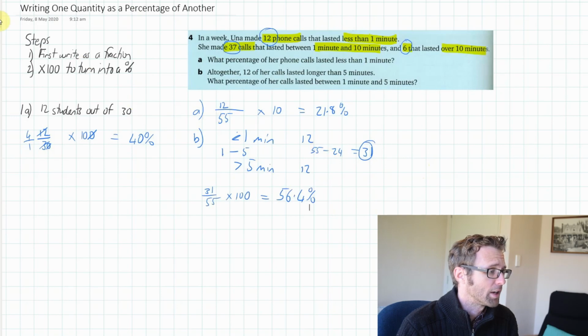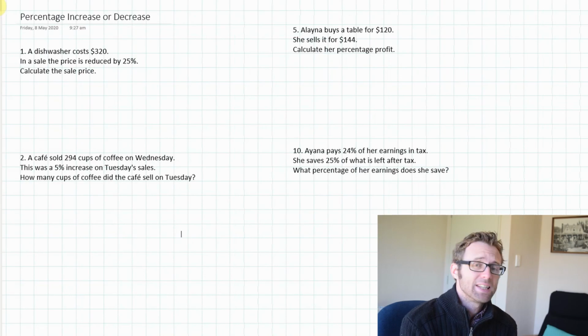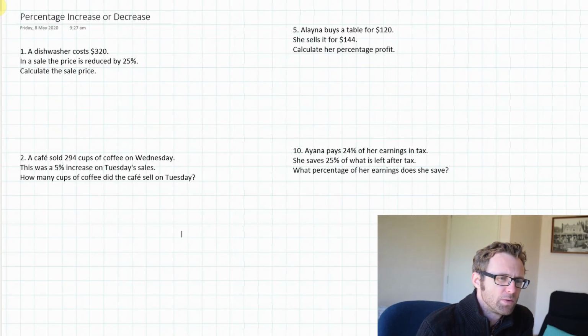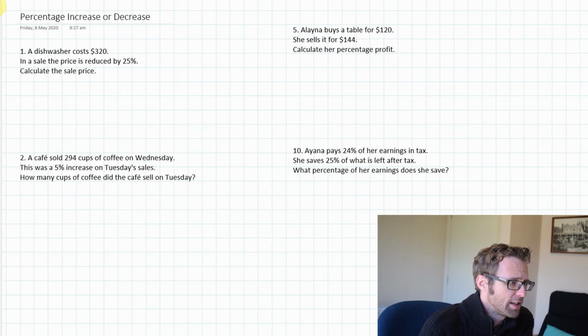Now we're going to move on to the last skill that we need, which is percentage increase or decrease. We're really familiar with these. We've done a lot of this in year 9. So I've got a dishwasher here. It cost $320. That's my original price. And it's reduced by 25%, and I've got to calculate the sale price.